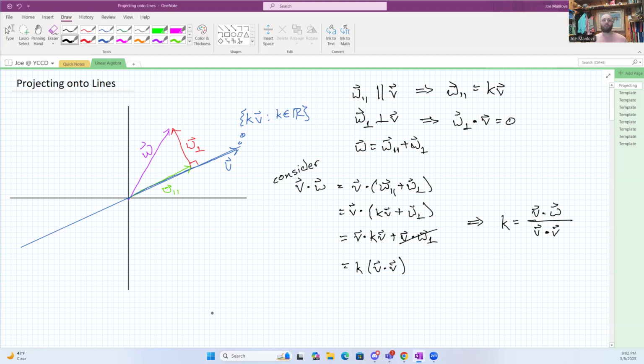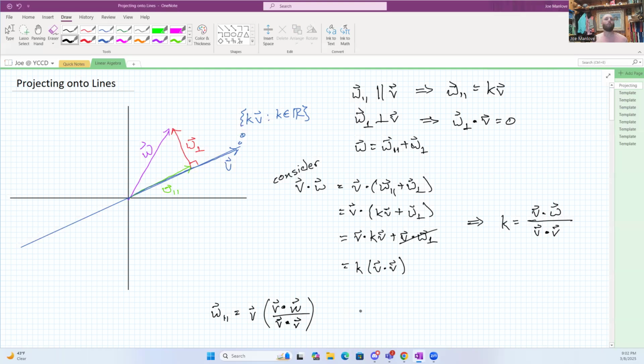So that lets me answer the question of what is actually W parallel? Well, W parallel is actually just this scalar k times the vector v. So I'm going to write that as the vector v times this scalar here, that's the vector v dotted with w over v dot v. And I know I wrote this backwards just now. Trust me, there's a reason for that. It's a trick that will help us later. So, good with that? Okay.